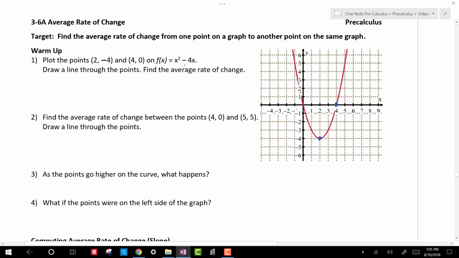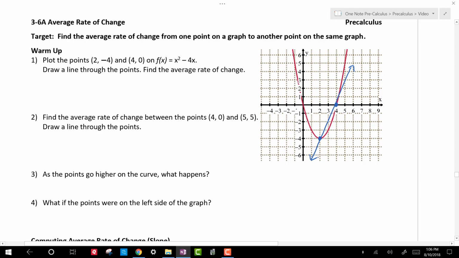These are on the graph of f(x) = x² - 4x. So that's a parabola. And then it says to draw a line through the points. All right, so I'm going to do that the best I can here, if I can find myself a ruler. I'm going to draw myself a line through here. And there we go. How's that? Pretty close.